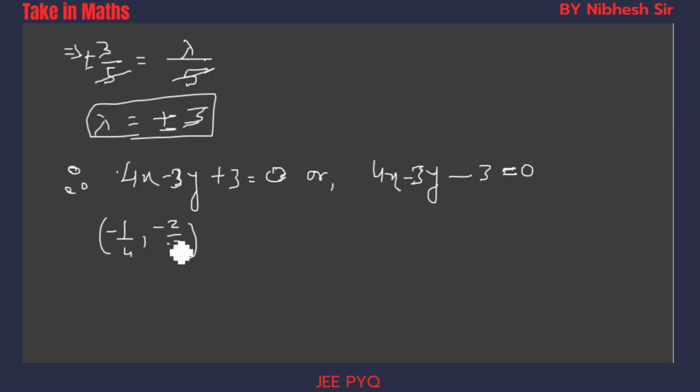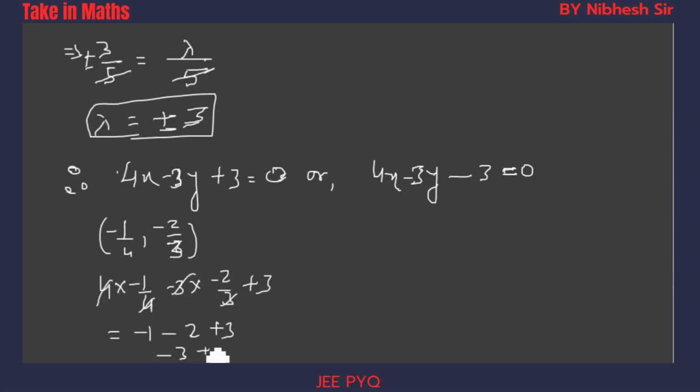I will substitute this value in the first equation. So 4 into minus 1 by 4 minus 3 into minus 2 by 3 plus 3. The 3 and 3 cancel, 4 and 4 cancel. So we get minus 1 minus 2 plus 3, so minus 3 plus 3 equal to 0.